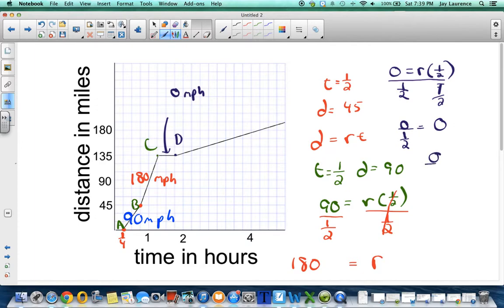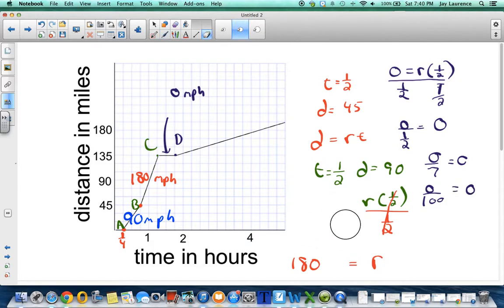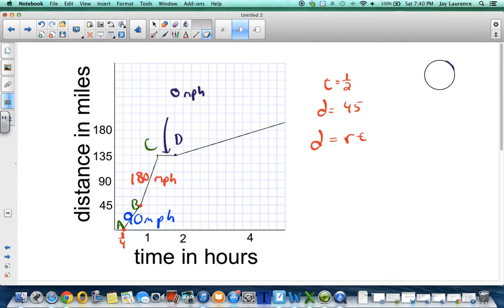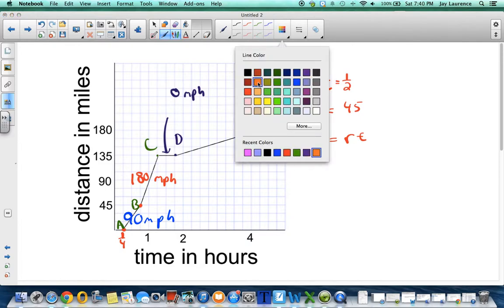You know 0 divided by 7 has to be 0. 0 divided by 100 equals 0. Okay? Start making connections. Start thinking about the answers you already know, using those easy answers to help you with the things you're not so sure about. All right, finally, we're going to do point D to point E over here, and I guess I should get a different color. Maybe I'll go orange.